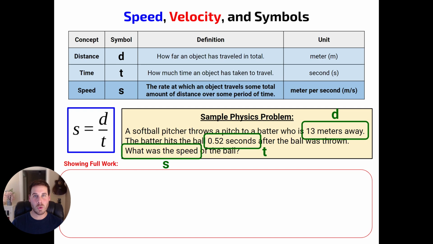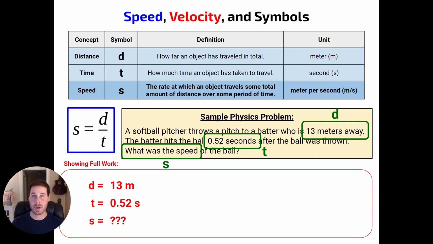So here's all of the work that you would need to show to get full credit. First thing you have to do is list your knowns and your unknowns. So I'm listing D for distance, T for time, S for speed. I know what some of these things are, and I'm not going to know one of them. That'll be the one I solve for. The distance that the ball traveled was 13 meters, the time it took to travel was 0.52 seconds, and the speed is unknown to us at this time. So I just put in question marks, but you could leave it blank or draw a squirrel or whatever you want next to the variable that is currently unknown.